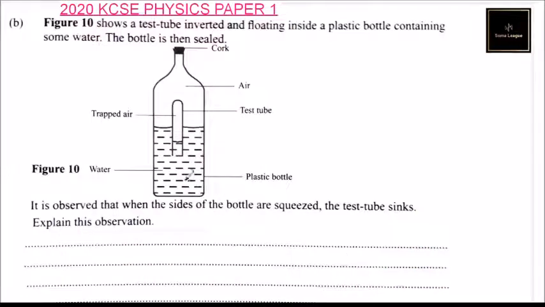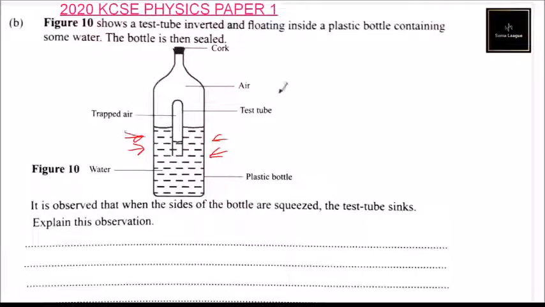Question number 15B. We are told figure 10 shows a test tube inverted and floating inside a plastic bottle containing some water. The bottle is sealed. So we have the cork sealing. We have the air trapped inside the bottle. We have the test tube inverted. We have trapped air inside the test tube. We have water in the bottle. It is observed that when the sides of the bottle are squeezed, the test tube sinks. Explain this observation.